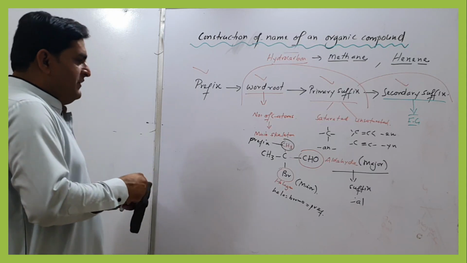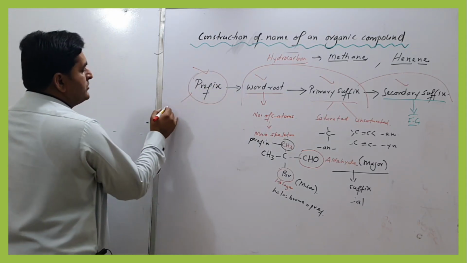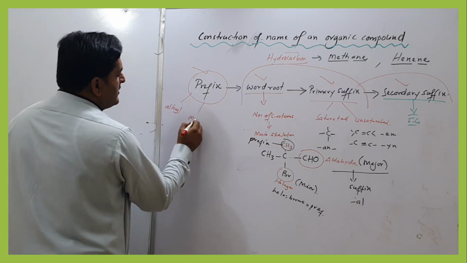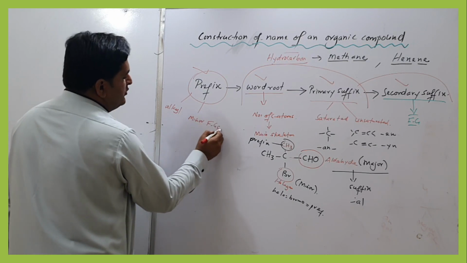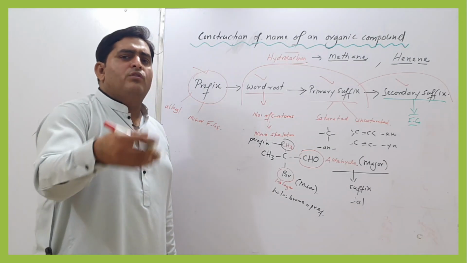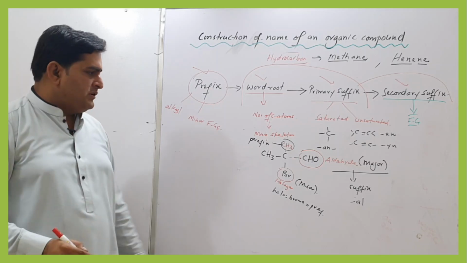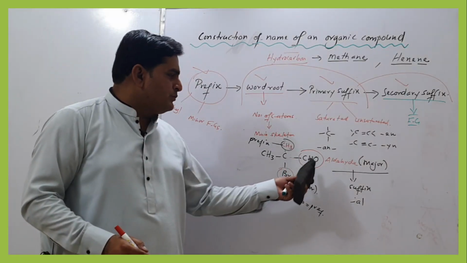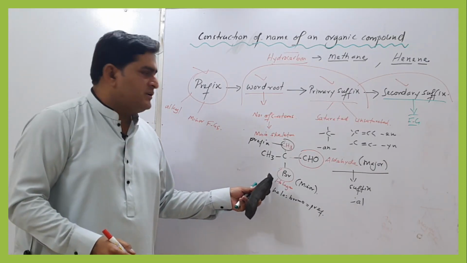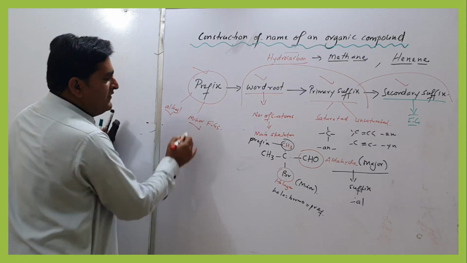So what are prefixes? Prefixes are used to indicate alkyl groups or minor functional groups. If a compound has more than one functional group, 2, 3, 4, 5, only one of them will be considered the major functional group. Here in this case there were two functional groups: the major functional group is aldehyde and the minor one is halogen, along with an alkyl group.